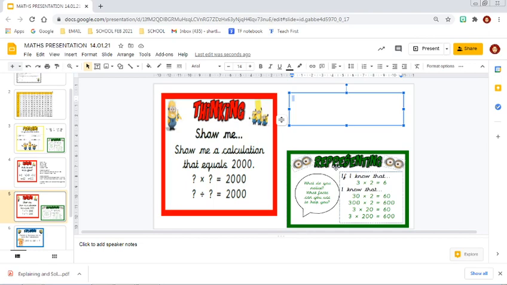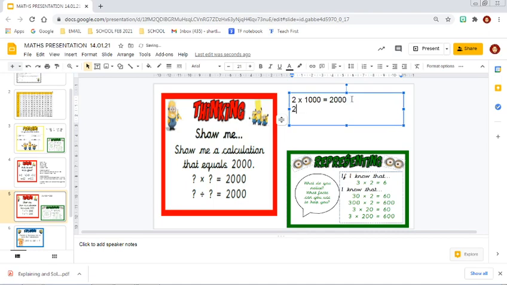So I'm going to start off by saying, let me see, 2 multiplied by 1000 equals 2000. This is a working example for you to support your learning. 2 multiplied by 1000 equals 2000. I might then decide to make the 2 10 times bigger.